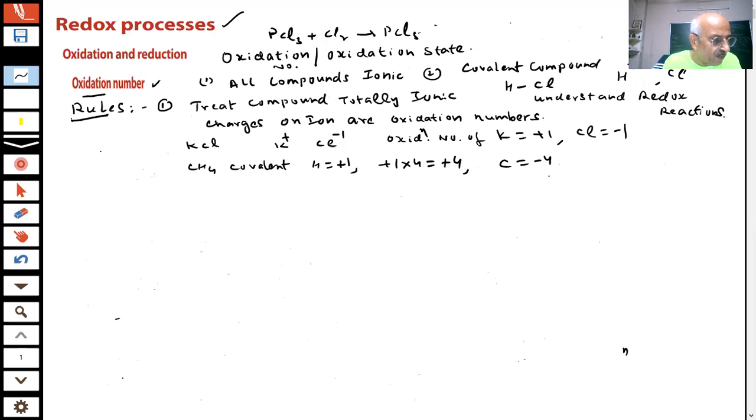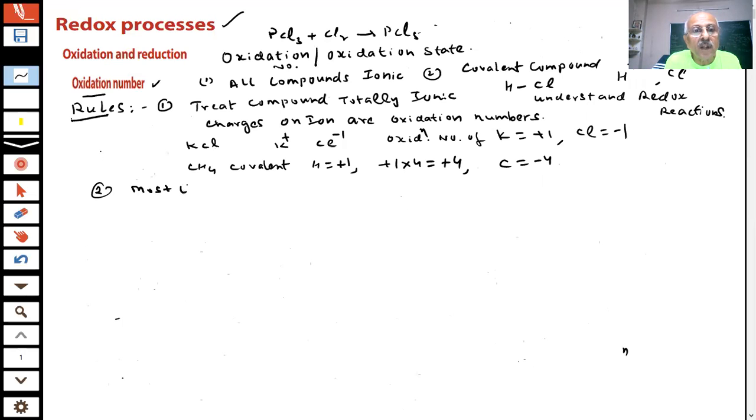So we will assume that the compounds are ionic, and we give negative to the more electronegative element and positive to the less electronegative element. That is number one. You have understood? Number two, I am saying: the most electronegative atom in the molecule.